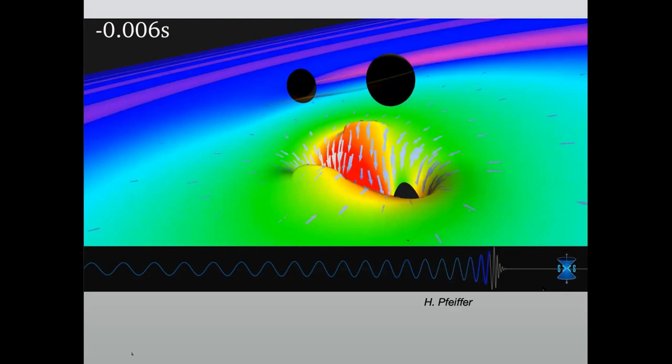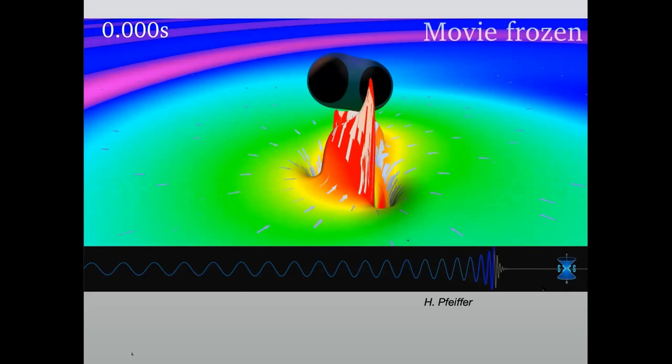The movie stops at merger when the common horizon forms. You see the three apparent horizons for a short instant in time, and then it goes into the ring down phase.